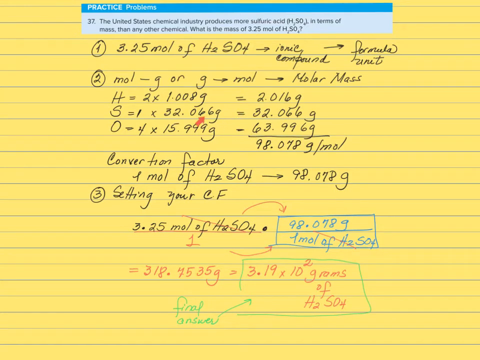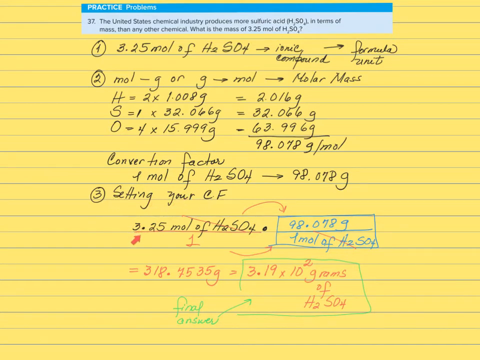Molar mass is the sum of the multiplication of the number of atoms of each element involved times the molar mass of each element. Once you have that, you can establish your conversion factor. In 1 mole of sulfuric acid, you have this amount of grams, and that's the molar mass of sulfuric acid. Now, the next step is setting that up.